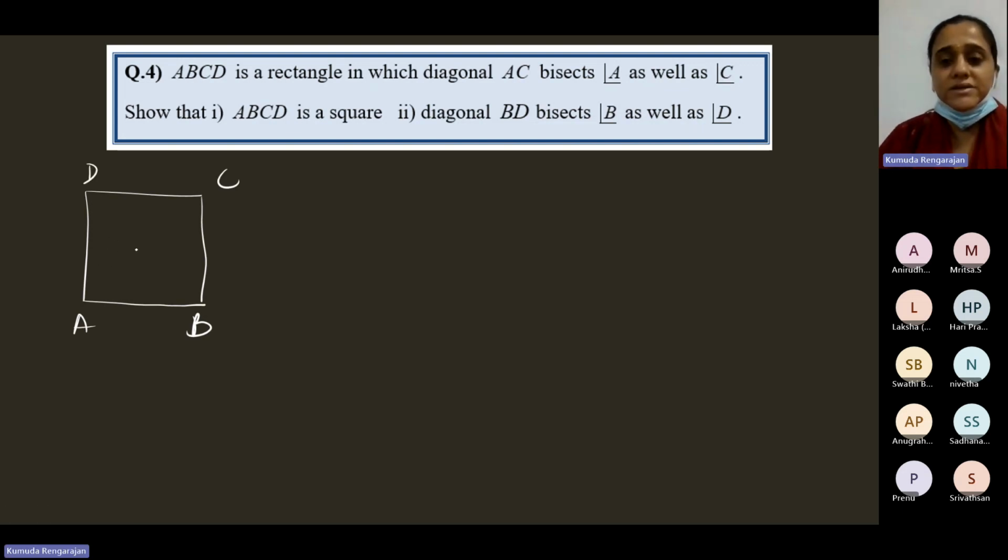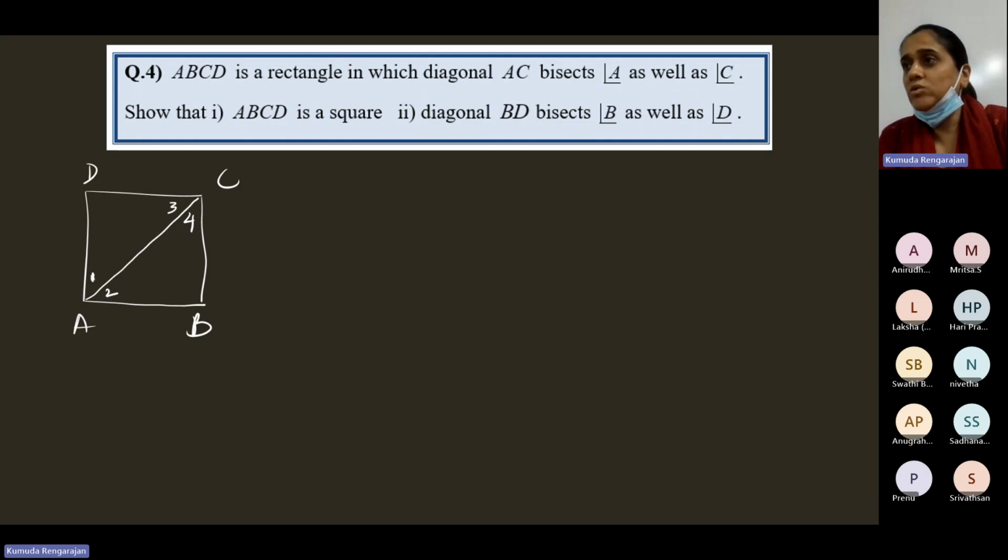Okay. So diagonal AC bisects angle A as well as C, which means angle 1 is equal to angle 2, angle 3 is equal to angle 4. And we need to show that ABCD is a square. So what's a square? It's a parallelogram in which all sides are equal and one angle is a right angle. That's the definition of a square.